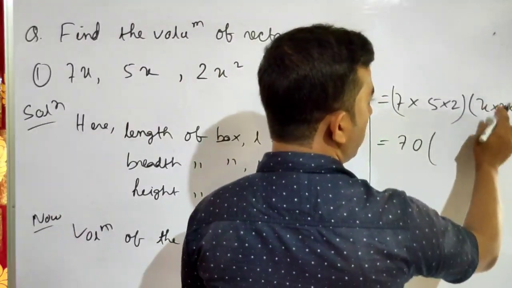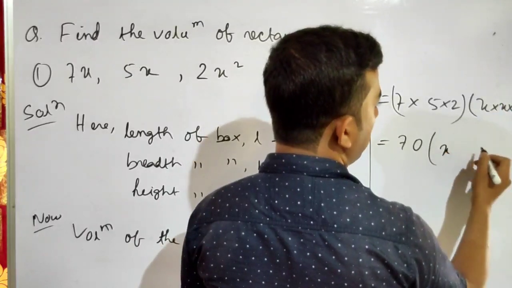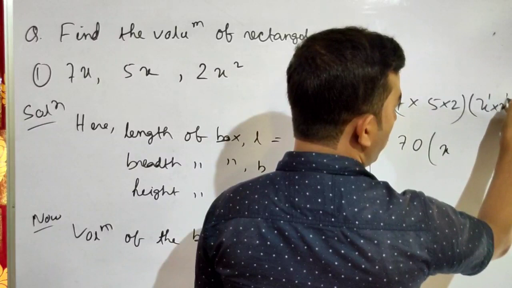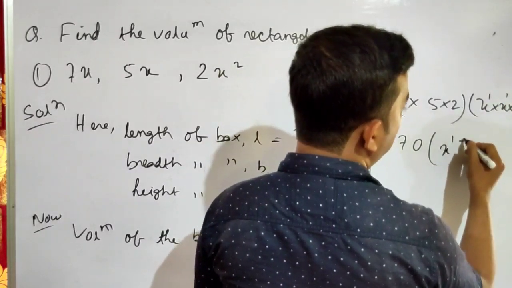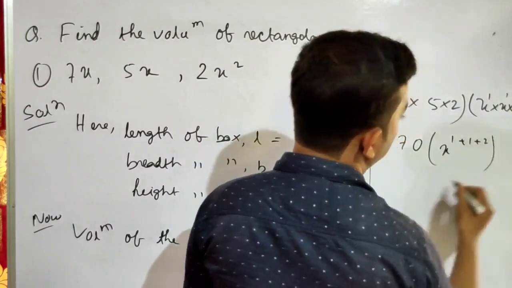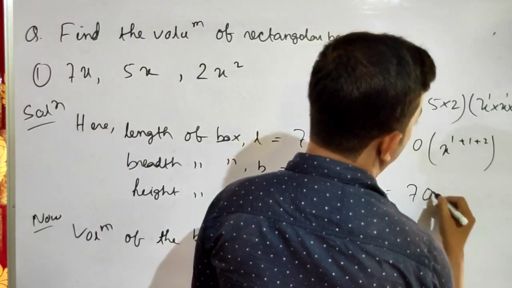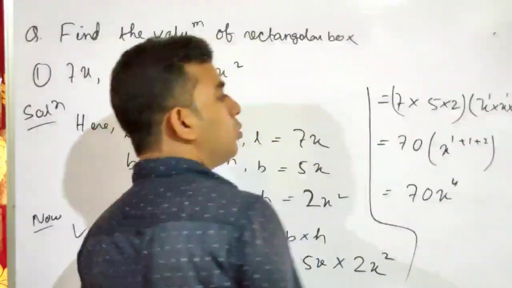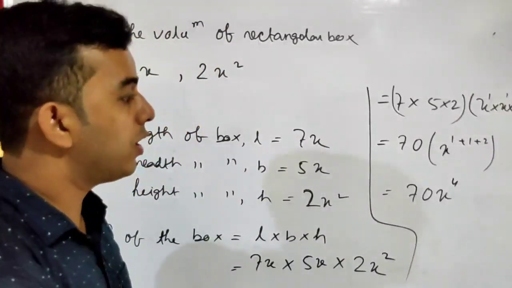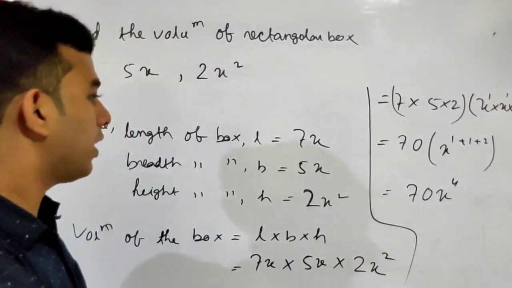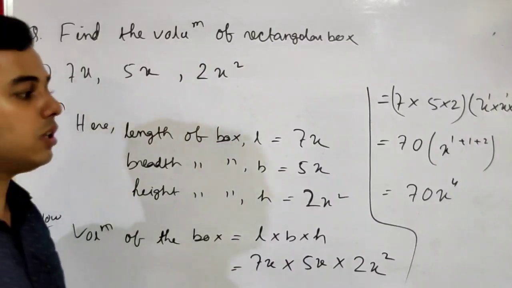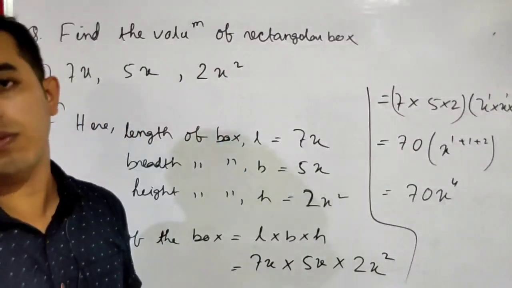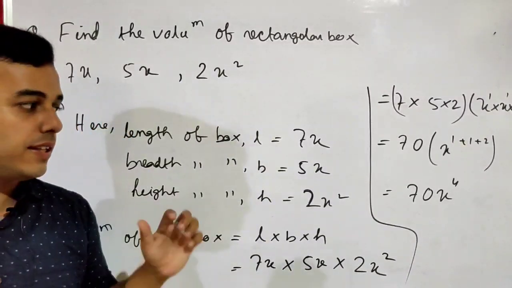a^m into a^n is what? a^(m+n), isn't it? So we have to add the powers. Its power is 1, its power is 1, its power is 2. So 1 plus 1 plus 2. Clear? So it is 7x to the power 4. 1 plus 1 is 2, 2 plus 2 is what? 4. So the volume of the rectangular box is 70x^4. I hope this is clear to you, right?